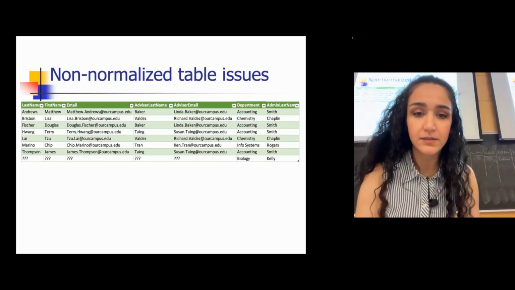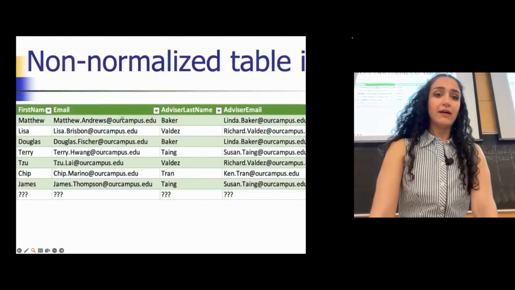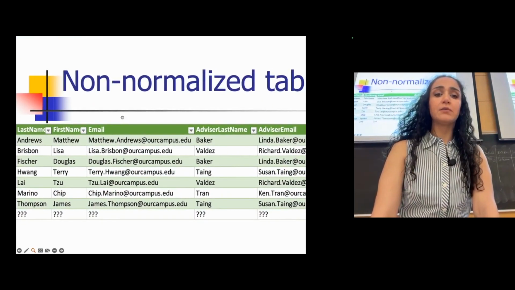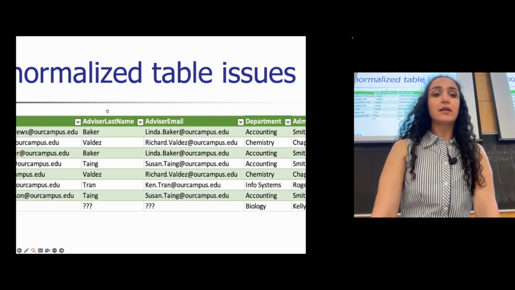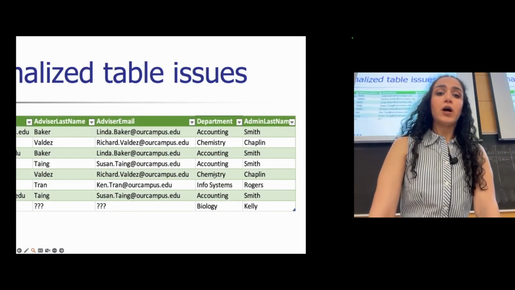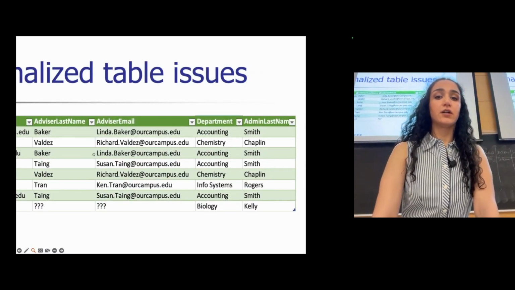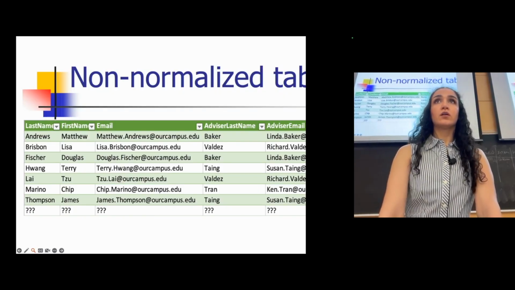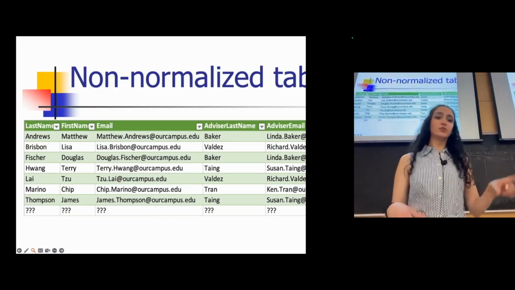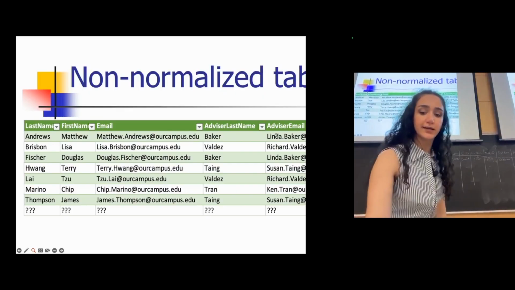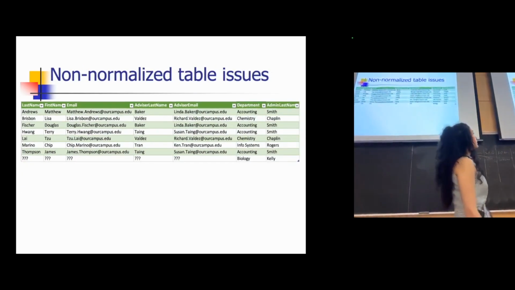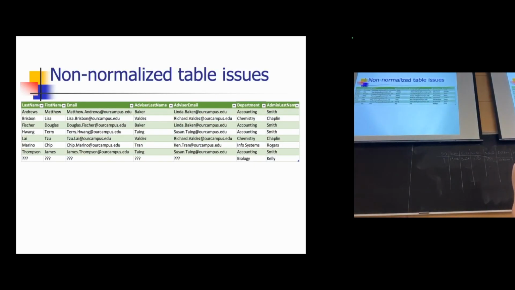So, the problem with this table. You cannot see this. We have a table with first name, last name, email. That's for students, and their advisor name, department, and advisor last name. Can you tell me what the problems with this table are? If this is too small, you can check it in your slide. So who can tell me what the problems are?